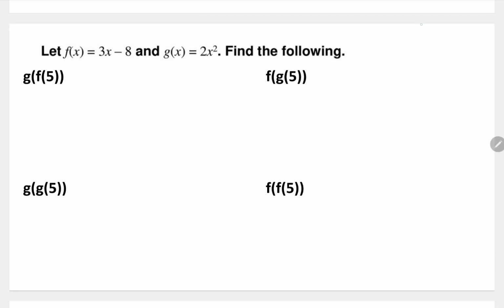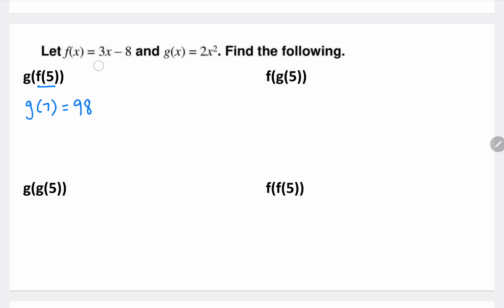Few more examples where instead of finding the new function, the composite function, we're finding a composite value. So again, we work from the inside out. So we would start by finding f of 5. So I'm going to plug in 5 into f. 3 times 5 minus 8 is 7. So then I'm going to find g of 7. So when I plug in 7 for g, I get 49 times 2, or 98.